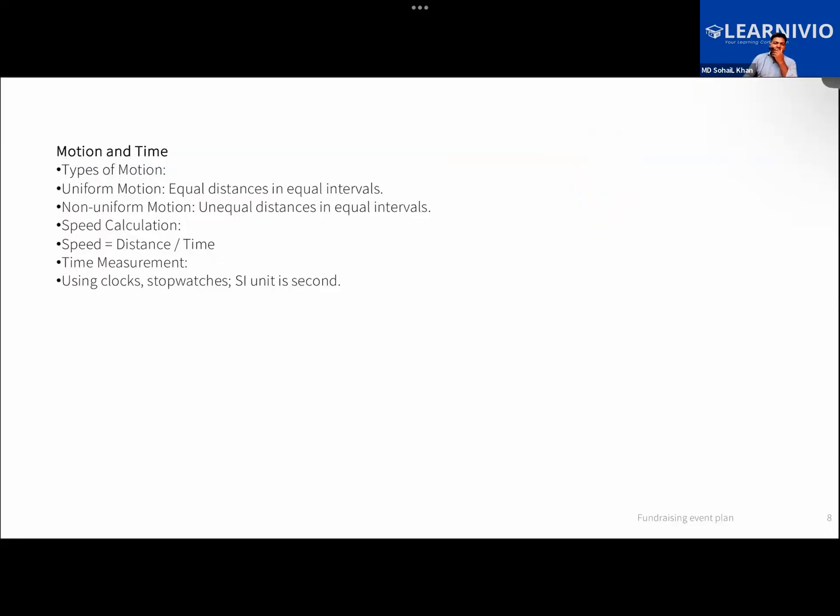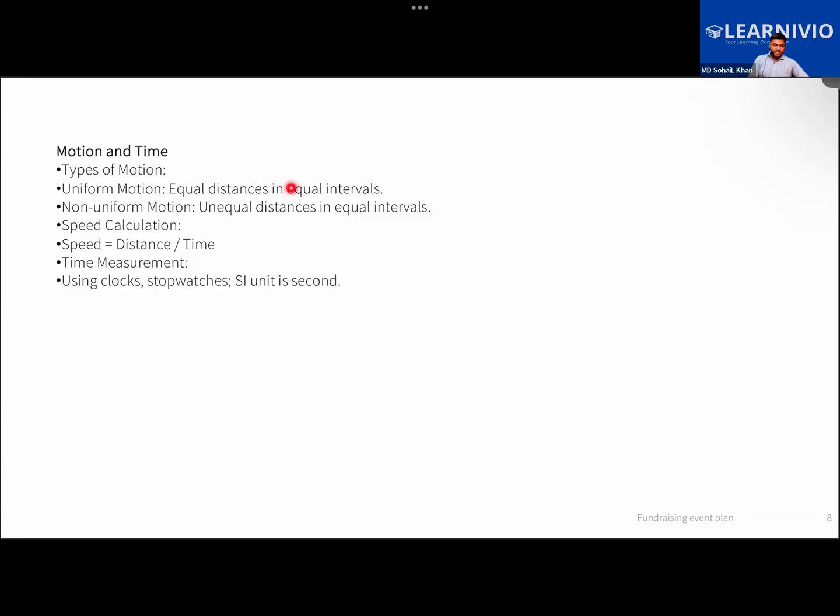Okay. Then we had the chapter motion and time. In this chapter, we learned about different types of motion: circular motion, periodic motion, rotatory motion, linear motion, and oscillatory motion. We defined them as well. Further, we had uniform and non-uniform motion also.